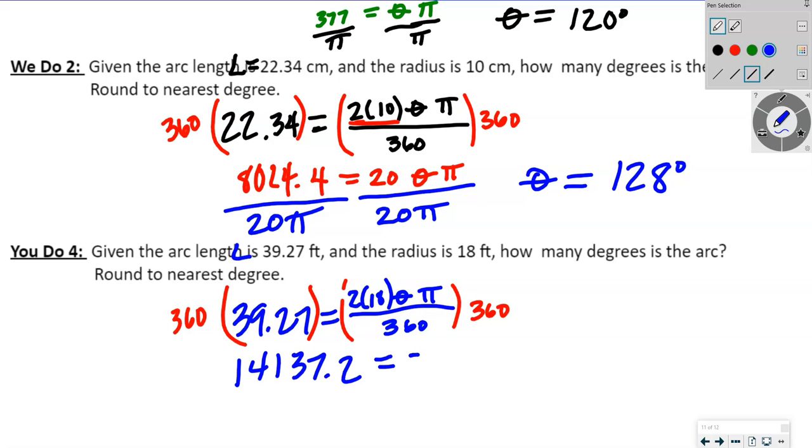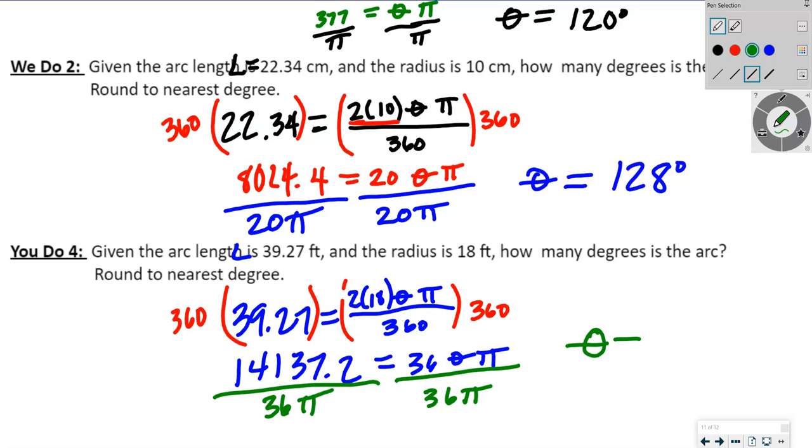Okay, so when I did that, I got 14137.2 is equal to 36 theta pi. So here again, can't we divide both sides by 36 pi? Divide this by 36 pi. So theta is equal to 125 degrees here.